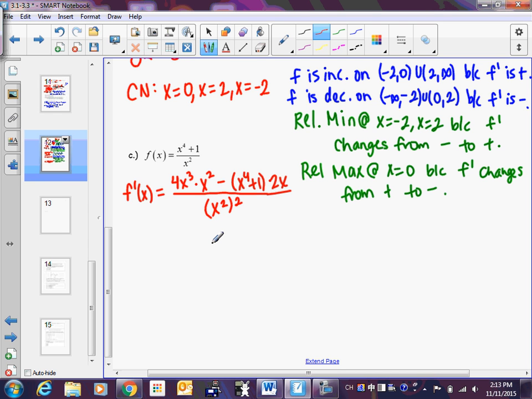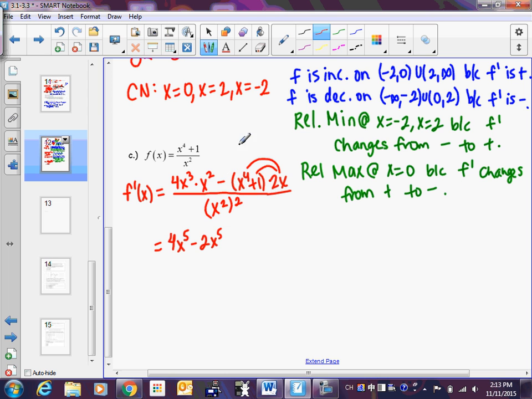Okay, what next? Yeah, simplify, clean it up. 4x cubed times x squared, that's going to be 4x to the 5th. And what I'm going to do here on this next one is distribute the 2x and distribute the negative. So I'm going to do minus x to the 4th times 2x. That's going to be minus 2x to the 5th.